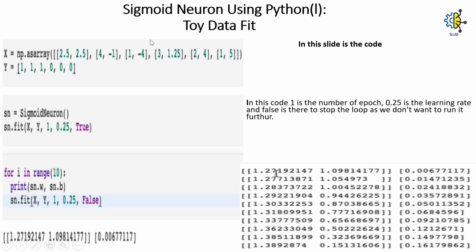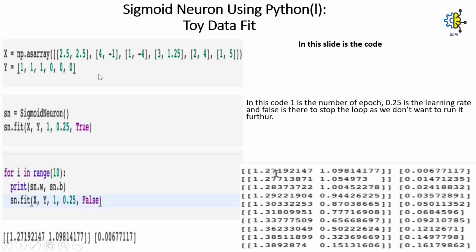So here, this is toy data fit. This slide is the code. Sigmoid Neuron Using Python, toy data fit. Here, x is equal to np.asarray with values, and the value of y is this. Here, sn is equal to the SigmoidNeuron, and sn.fit with parameters x, y, 1, 0.25, True.